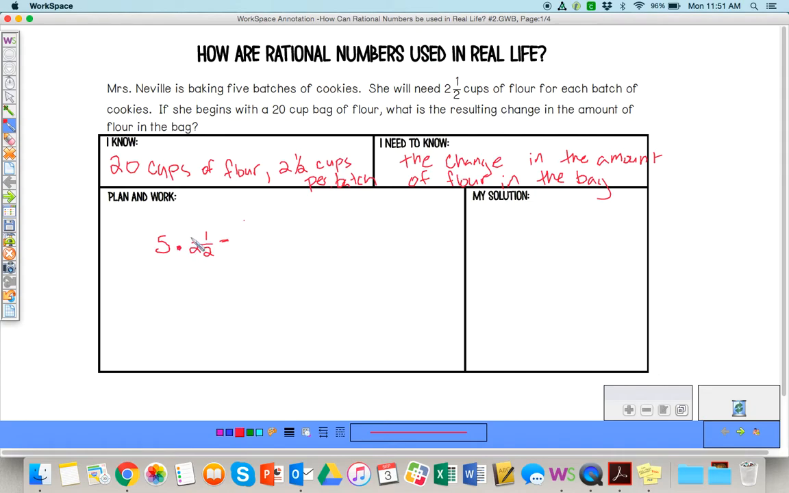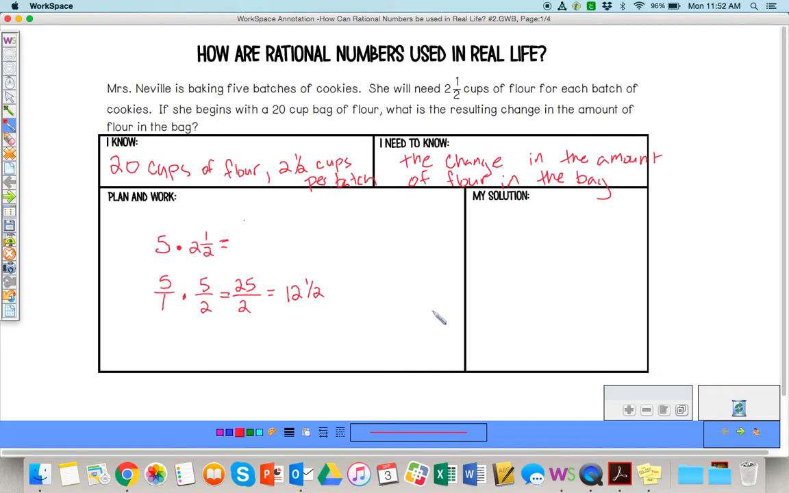So the first thing that we have to do is make our whole numbers and our mixed numbers into improper fractions. To do this, we put 5 over 1, and then we do 2 times 2, which is 4, plus 1. So 5 over 2. Now when we're multiplying fractions, we just do top times the top and the bottom times the bottom. So we get 25 over 2. Now we're going to turn that back into a mixed number, and we get 12 and 1/2.